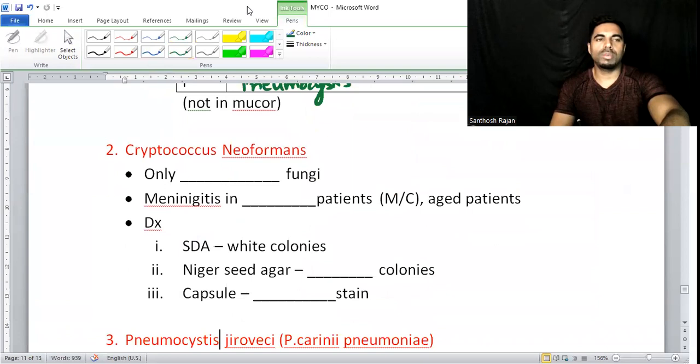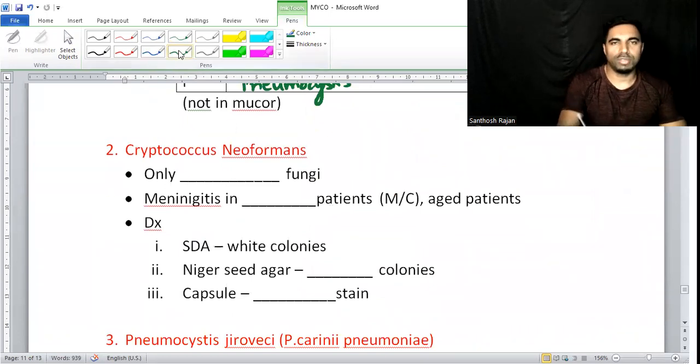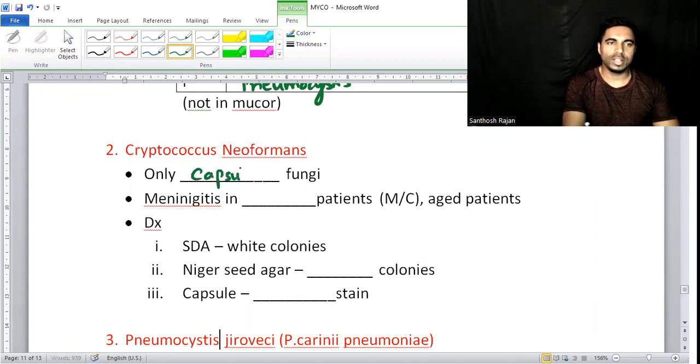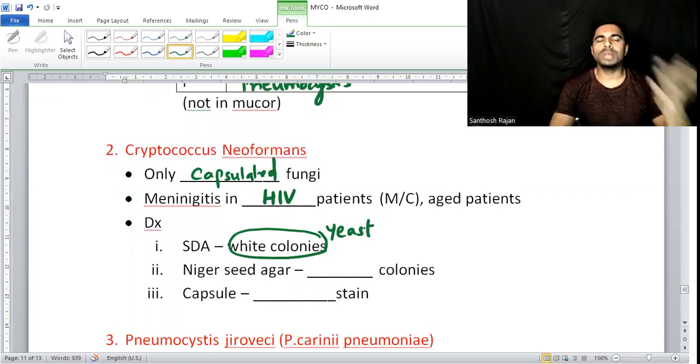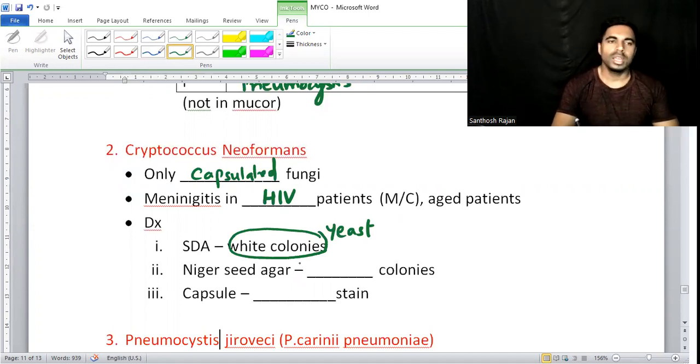And Cryptococcus neoformans is the only capsulated fungus. Again, I'm repeating, the only capsulated fungus is Cryptococcus. And it's common in which patients? HIV. In HIV patients, the most common cause of meningitis is this one. This is the most common one. Okay, and in old age patients. So on SDA, we already told it's a yeast. Cryptococcus is a pure yeast, so the colonies will be what? White colonies. Like Candida also, but Candida is yeast-like, and that's also white creamy colonies. Here, white colonies.